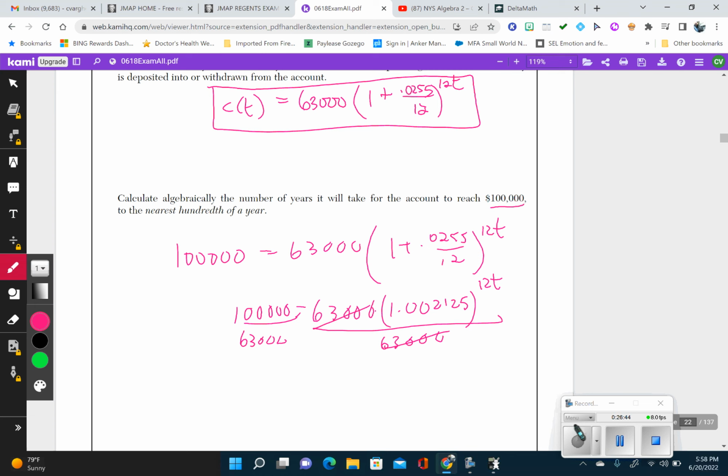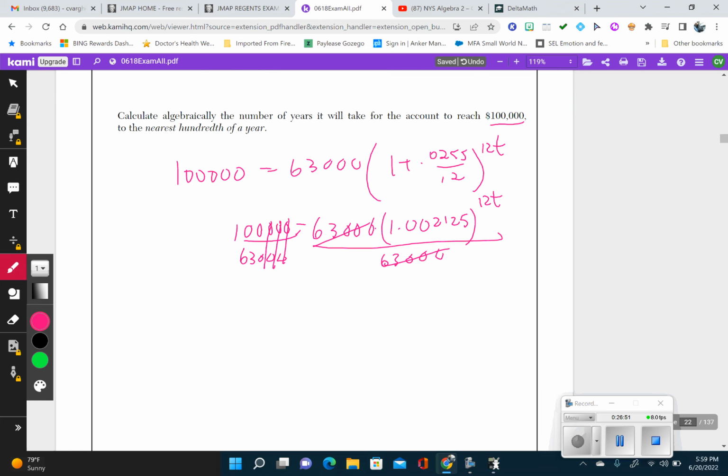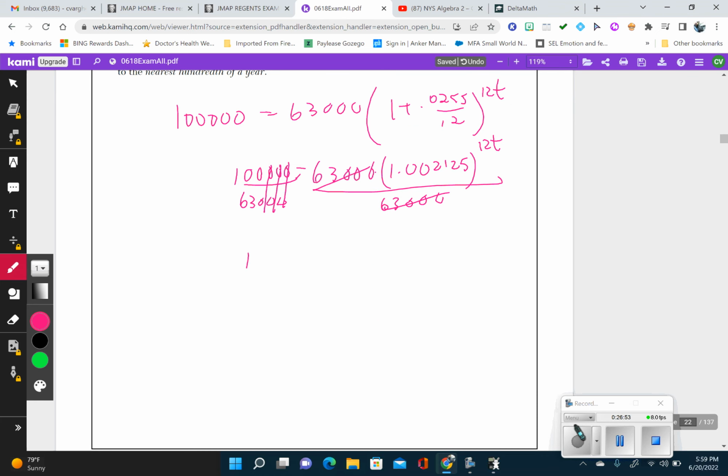So now I'm left with, I can make this a little bit simpler. Zeros can cancel. You didn't have to, if you didn't know that, that's not a big deal. So then you would have 100,000 divided by 63,000, or 100 divided by 63 on this side is equal to 1.002125 to the 12t power. Let me fix this. To the 12t power. Okay.